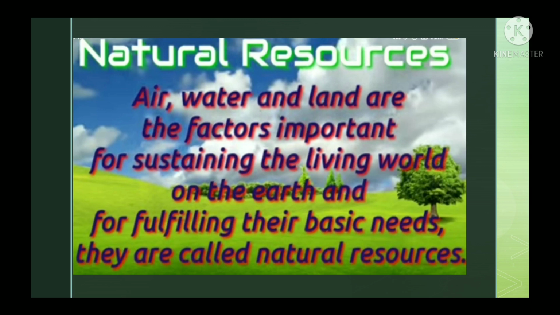So, what can we tell in simple words? We can define natural resources in simple words like this: natural resources are materials from the earth that are used to support life and meet people's needs. Air, water and land are the natural resources. We are getting everything from air, water and land.